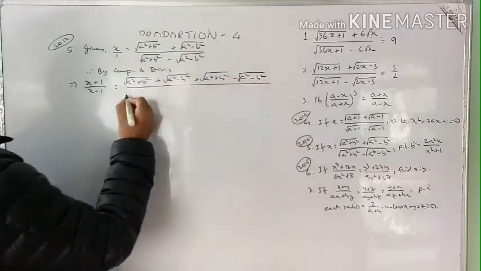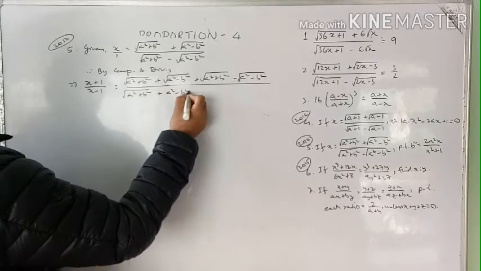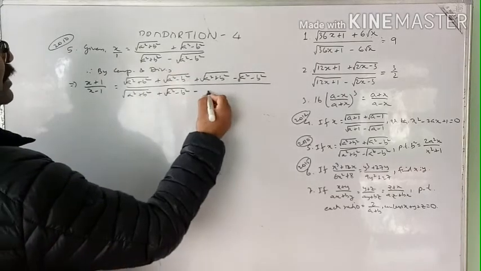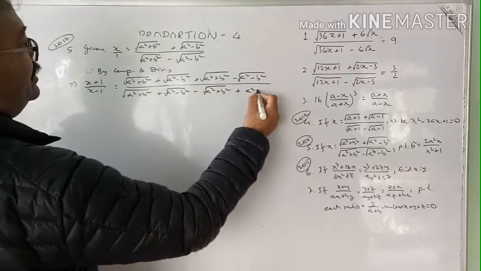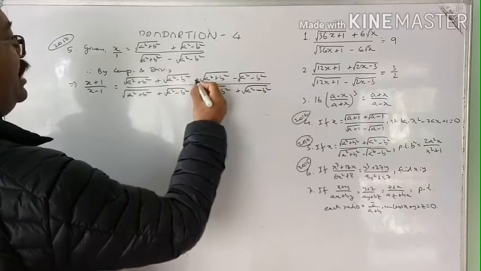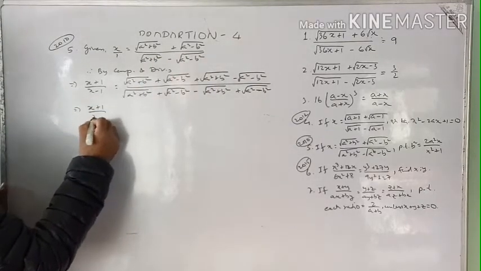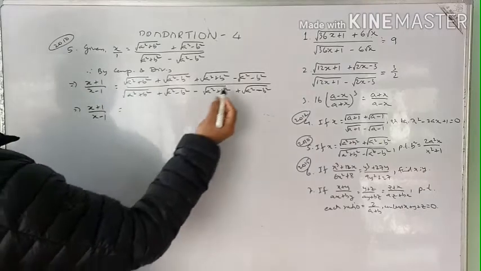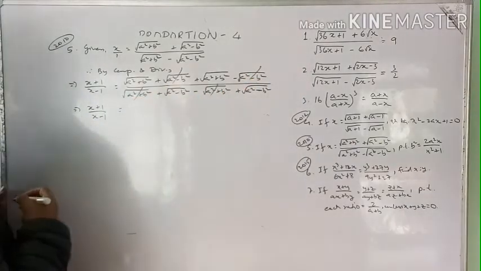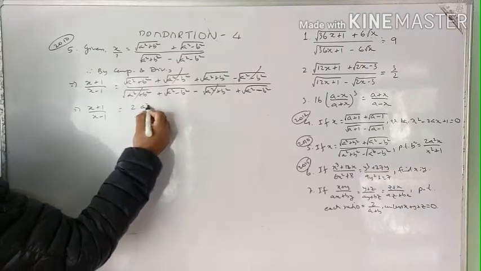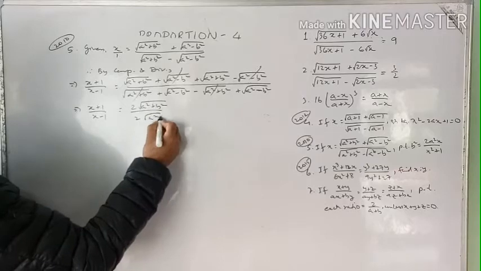In the denominator we'll subtract a square plus b square plus a square minus b square. As it is, this sign will change: minus a square plus b square plus a square minus b square. These two signs will be opposite. So here x plus 1 upon x minus 1 as it is. Here this negative positive will get cancelled. So you get twice root over a square plus b square upon twice root over a square minus b square.